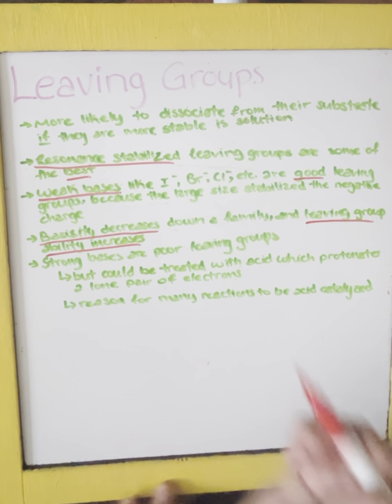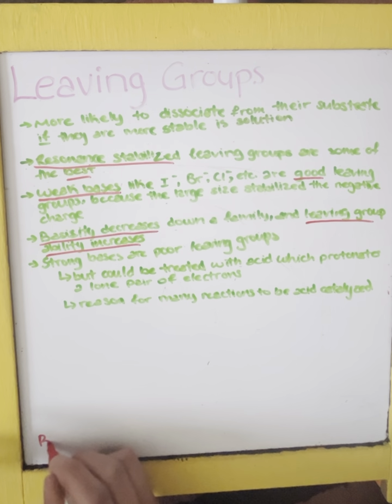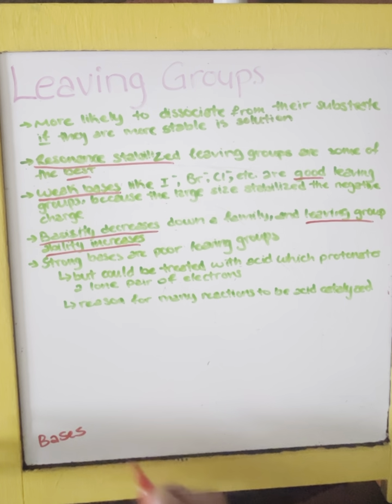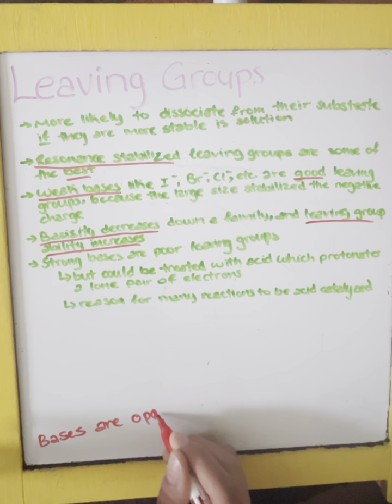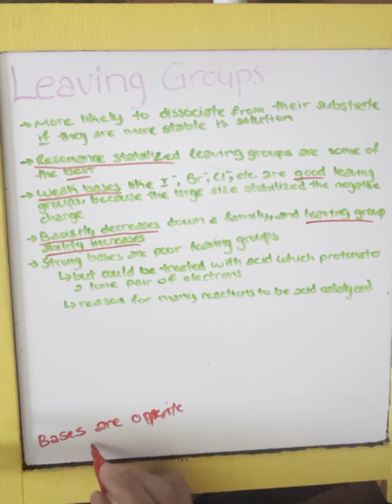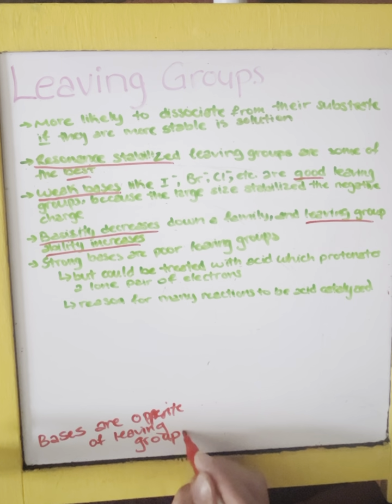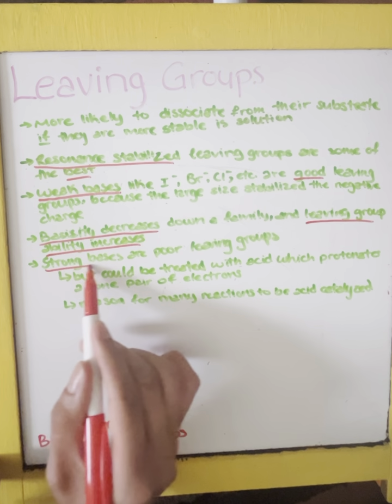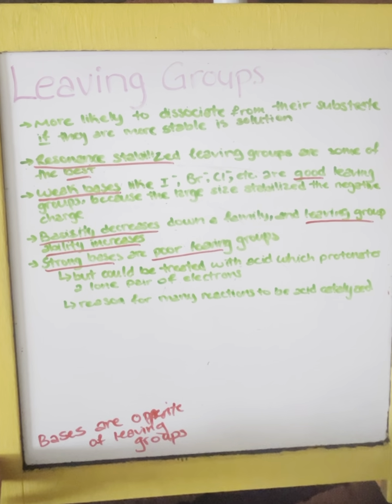So just think about this: bases are opposite of leaving groups. Now let's say we have a strong base. That makes them poor leaving groups. However, that doesn't mean they can't become a leaving group.